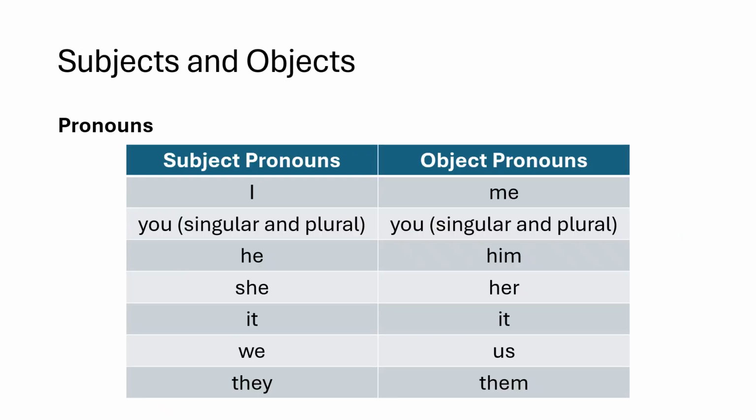Subjects and objects can be pronouns. The pronouns for subjects and objects can be the same, or they can be different. This chart shows what pronouns to use for subjects and what pronouns to use for objects. I will say each pronoun. I will pause. When I pause, you repeat the pronoun.